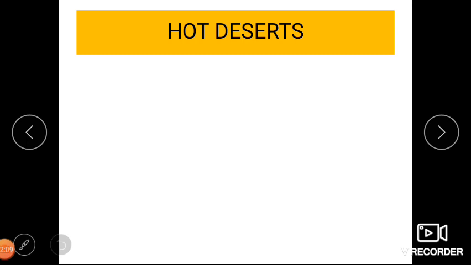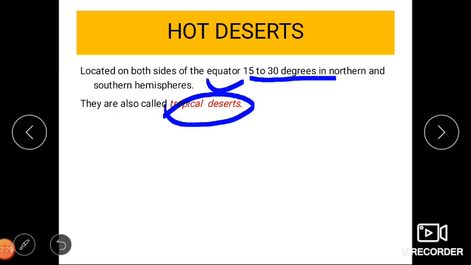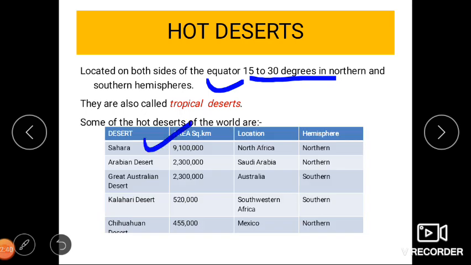Hot deserts are located on both sides of the equator, about 15 to 30 degrees, near the Tropic of Cancer in the northern hemisphere and the Tropic of Capricorn in the southern hemisphere. They are also called tropical deserts. Some of the hot deserts of the world are Sahara Desert, Arabian Desert, Great Australian Desert, Kalahari Desert, Chihuahuan Desert, etc.